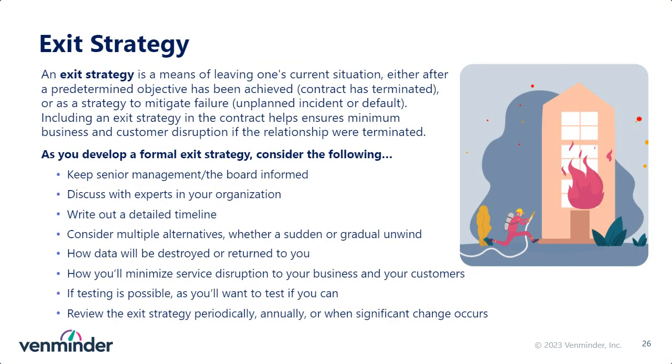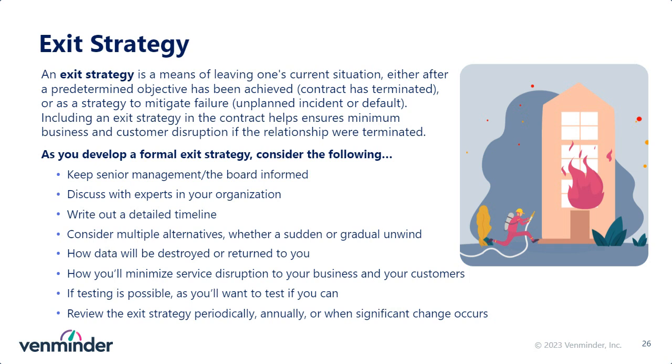So this brings us to the end of a contract, the time where you want to exit the relationship. An exit strategy means leaving the current situation, either after the established contract term has passed or as a strategy to mitigate failure, maybe an unplanned incident or contract default. When we are in the contract negotiation phase and before we ever execute that contract, we do need to think about what will happen ultimately when it either ends on good terms and you're leaving the contract because you want to, or it ends on bad terms. But you need to have thought through that exit strategy to minimize disruption to your business and to your customers.